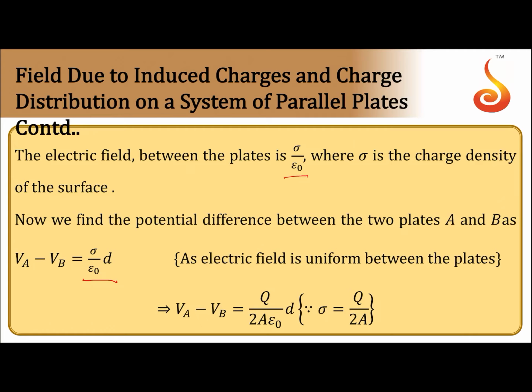Substitute for sigma, sigma is q by 2A, so V is q by 2A epsilon naught into d. That is what we get for the potential difference.